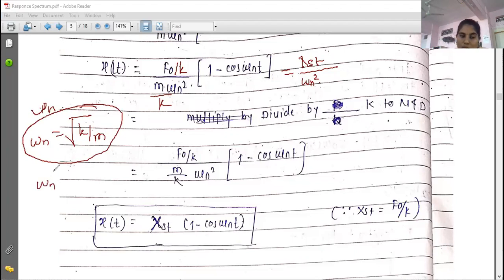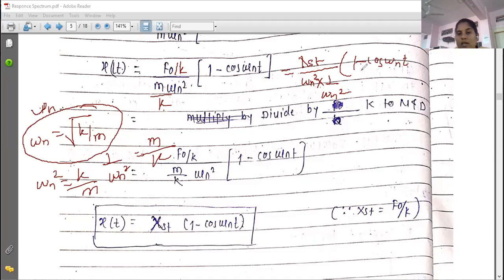Okay, so by squaring on both sides, what will be here? That is k by m only. But here it is k by m by k, which means it will become 1 upon omega n square, and that is m by k. And if we put this value into 1 upon omega n square into bracket 1 minus cos of omega n t, what remains? That omega n square gets cancelled. So the only remaining parameter is x static into 1 minus cos omega n t. That is x of t for the constant force. Now is it okay, Sorali Patil?